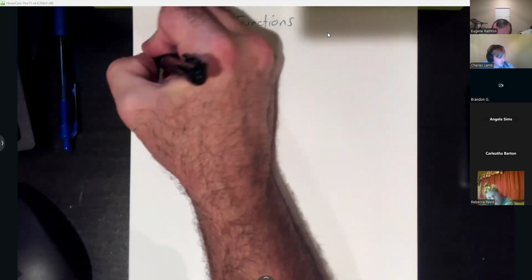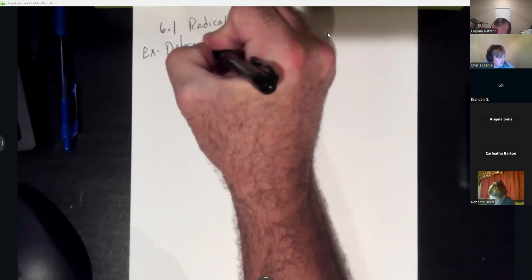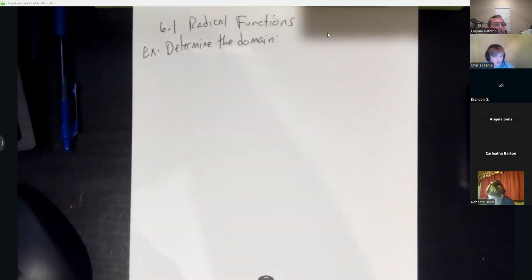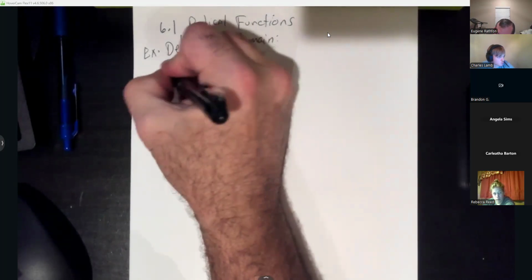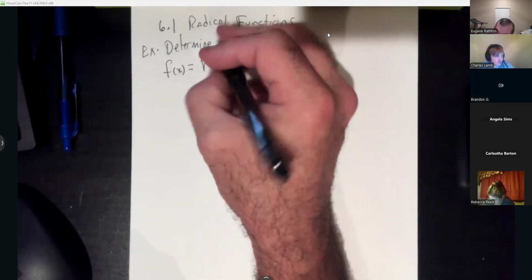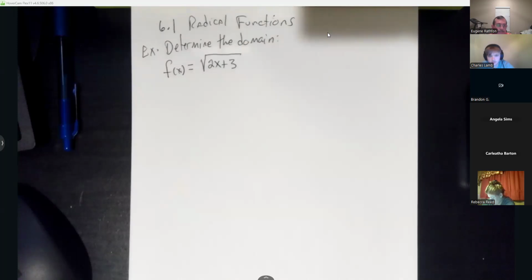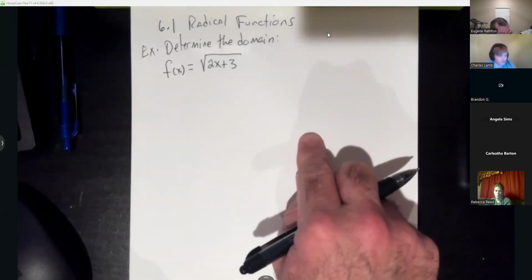Oh, y'all, so my very first one says, determine the domain. So you got one domain problem, and then, like I said, about 4 or 5 of them are going to be looking at pictures. So f of x equals the square root of 2x plus 3. And then they'll have an A, B, C, D with the answers on it.